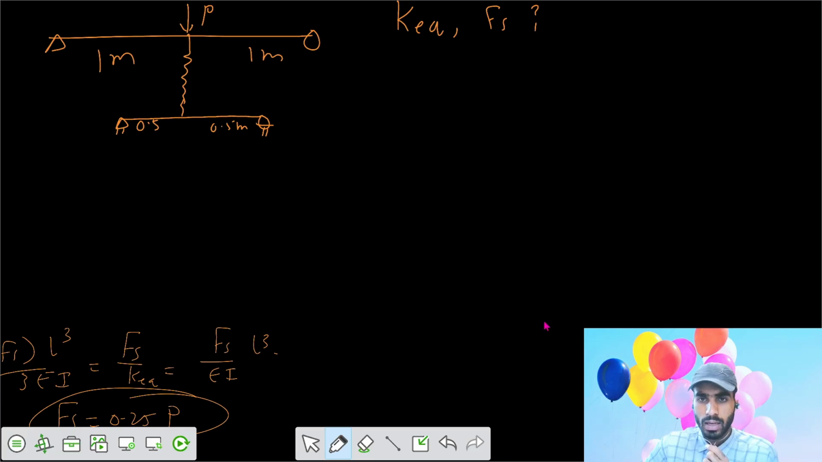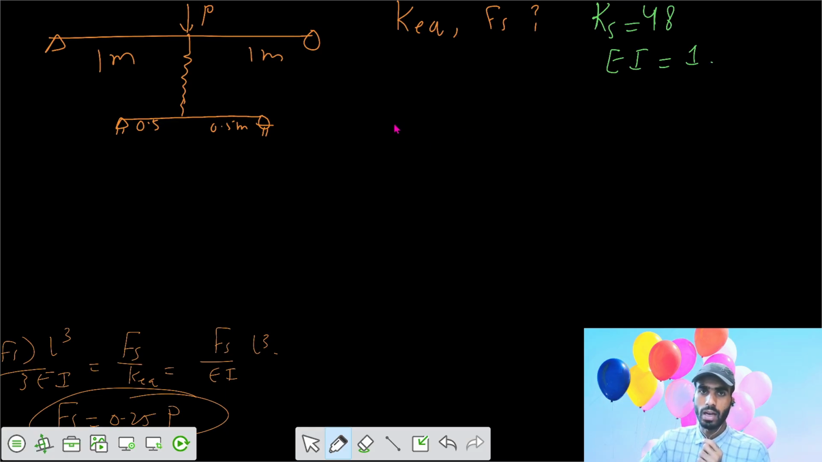Let's say the stiffness of the spring Ks is 48, and EI equals 1. The units don't matter, because we would be dealing with the units and we would see how the units don't affect our relation here. Let's say Ks is 48, EI is 1. We need to get the value of K equivalent and the value of Fs.